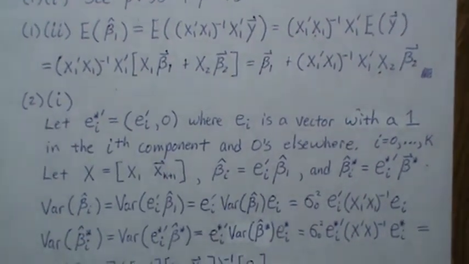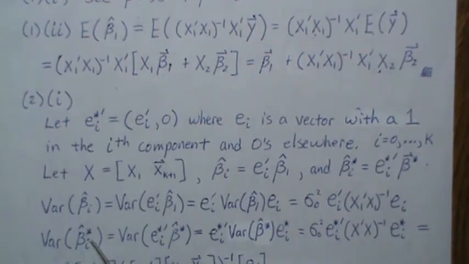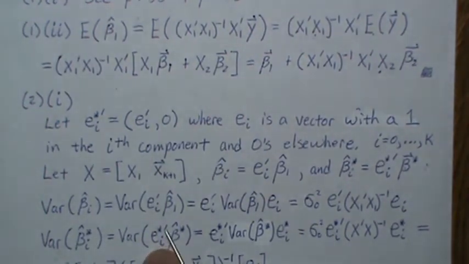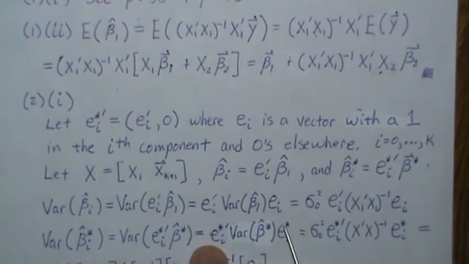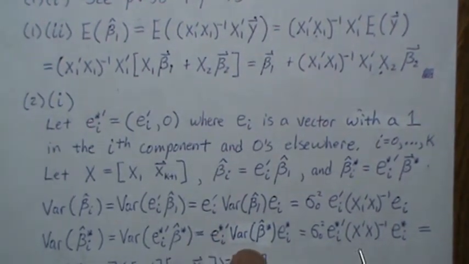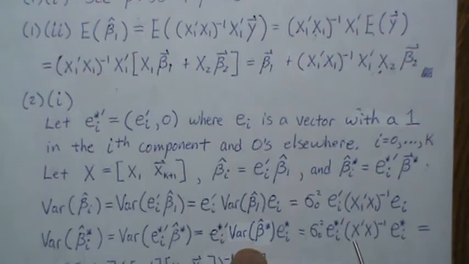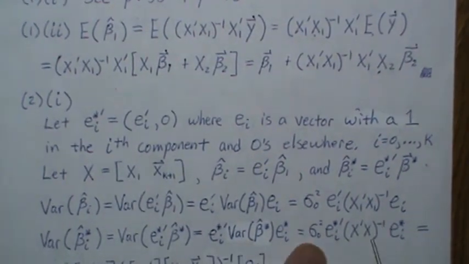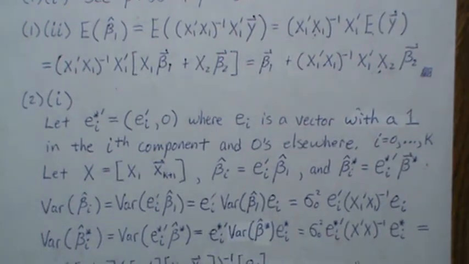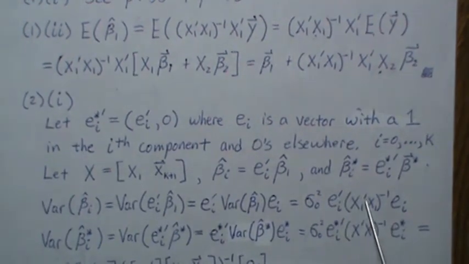Now let's look at the variance of beta I star hat. You can do the same thing, and then the EI star vector comes out, and this is sigma naught squared times the design matrix transpose X inverse, and that's it. But we need to look at this one in more detail. Here we're going to leave it alone.